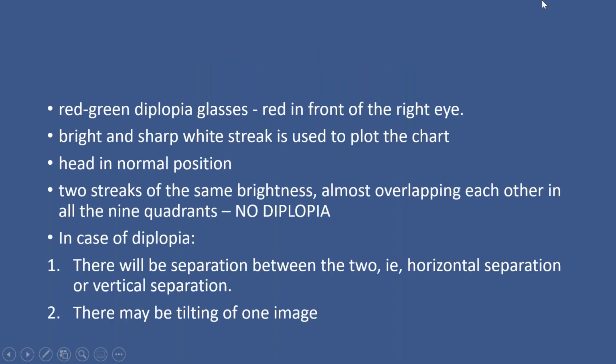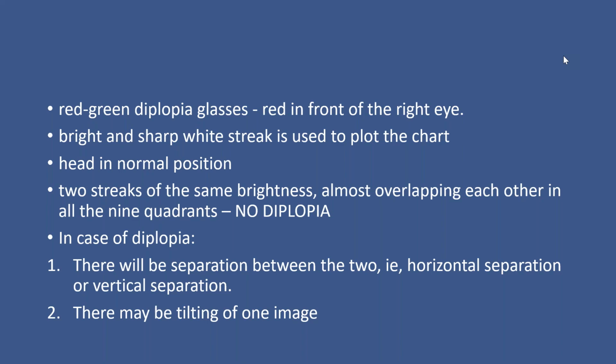So again, the patient wears a red-green glass. Red in front of the right eye, which is by convention. A bright and sharp white streak is used to plot the chart. On a screen, you flash the streak, make the patient stand, make them use red-green diplopia glasses, and make sure that the head is in normal position. For people who have tendencies for an anomalous head position, you have to make sure that they are standing erect with a normal head position.